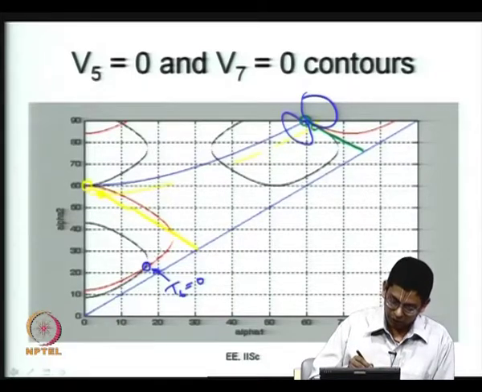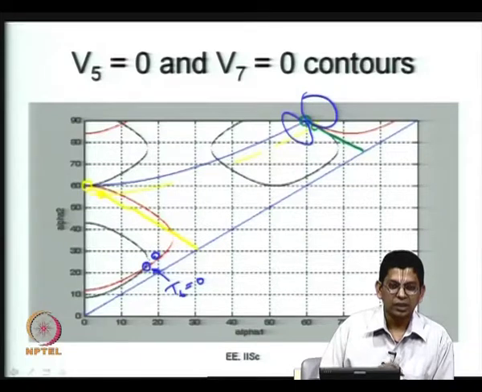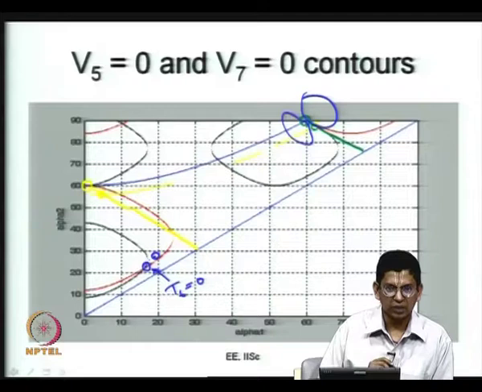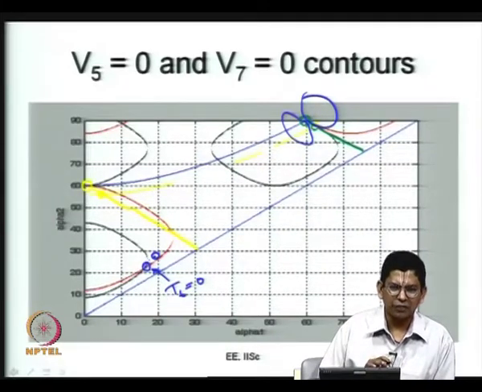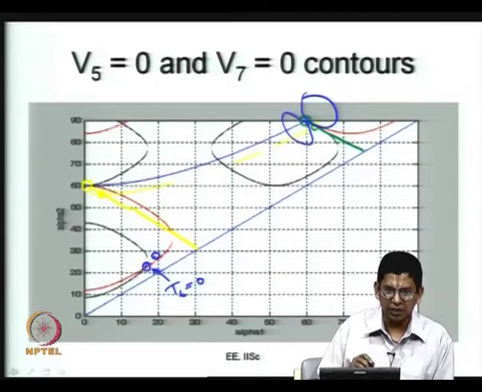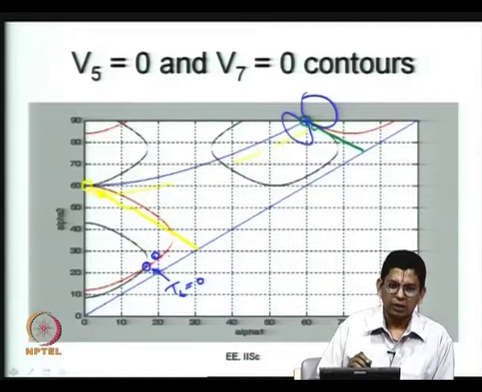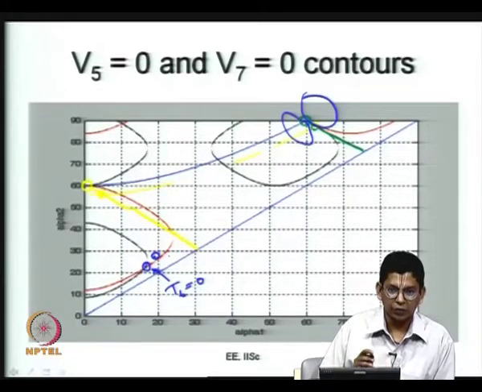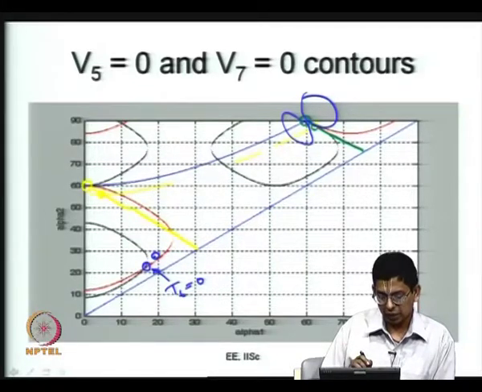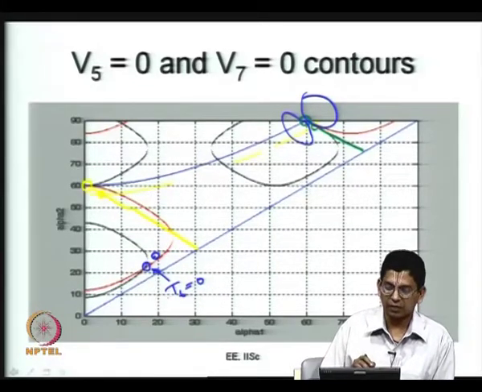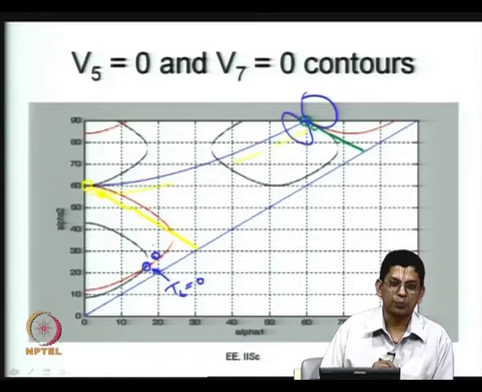Now, let us say you consider a point close to that. At this point V5 is not 0 and V7 is also not 0. But it is quite possible that, if you search around that point, you can find a point where V5 and V7 are such that V5 by 5 is equal to V7 by 7, and also V5 and V7 have the same phase. If you come up with such a point, then you can say that the sixth harmonic torque gets eliminated there also.